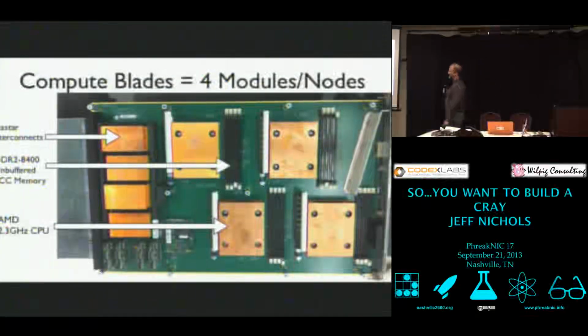So this is a compute blade, and I have one up here. I'll hold it up here, and y'all can come and see it. I'm trying to get to the end here. So the C-star interconnects are down here at the end. Memory slots, and then 4 CPUs. These were only single CPU machines, the 4 modules.